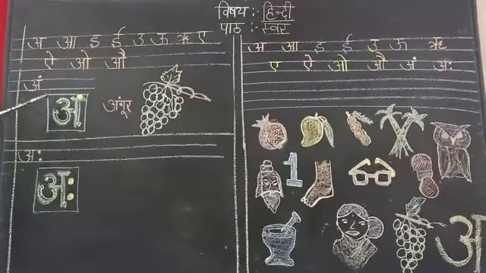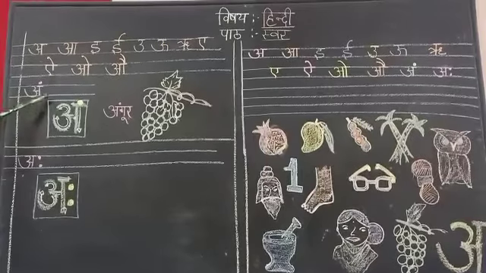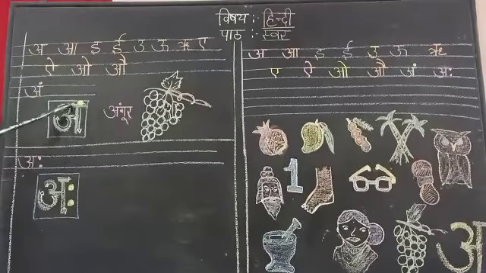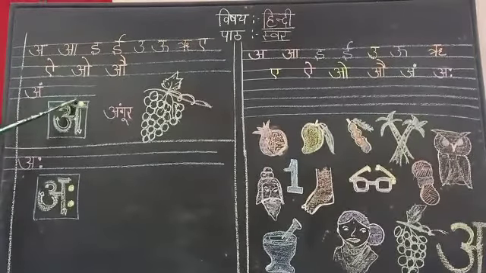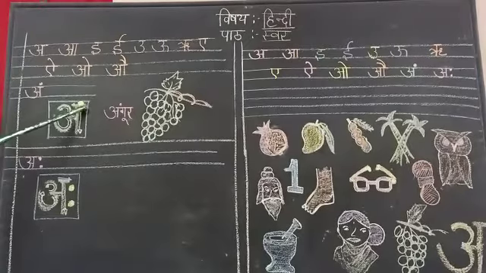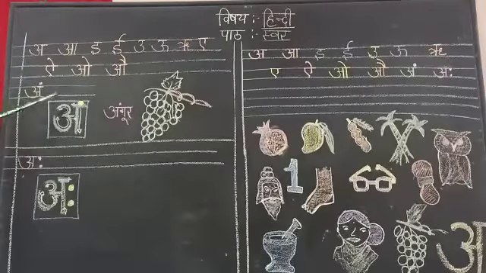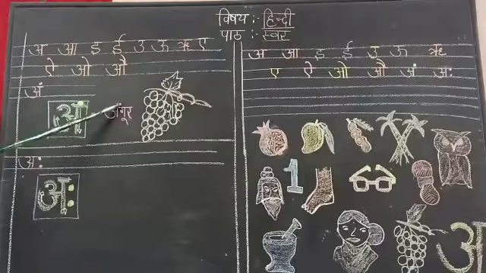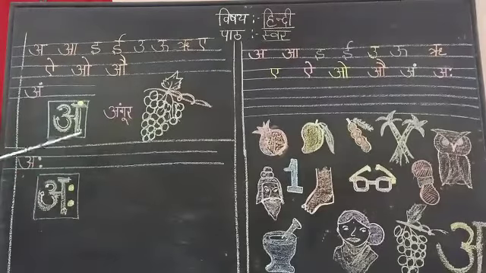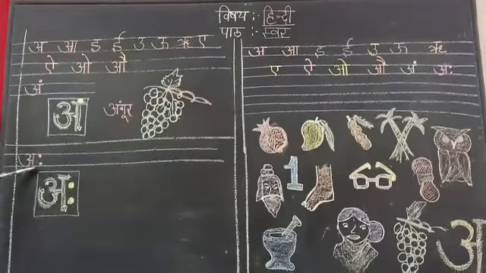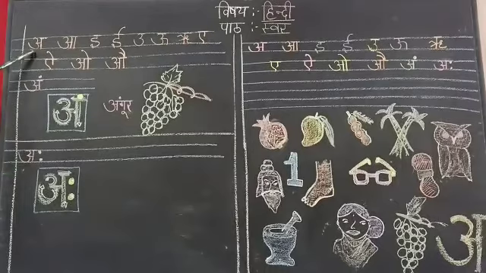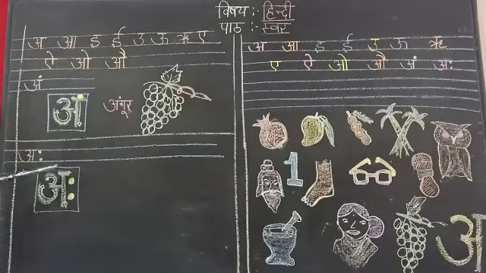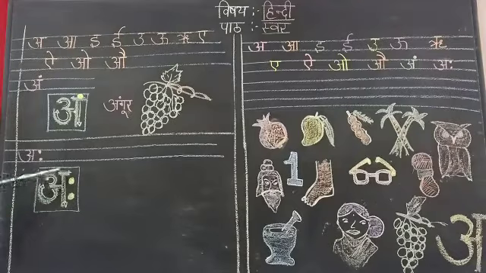Am is similar to A. You have to give only one dot above it. It makes Am. Am says Angur. Aha is also similar to A. You have to give two dots beside the A. So it makes Aha.